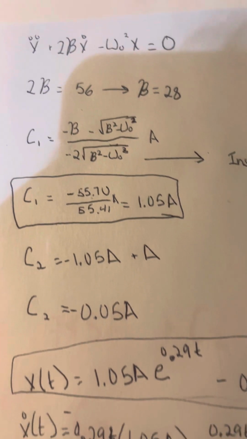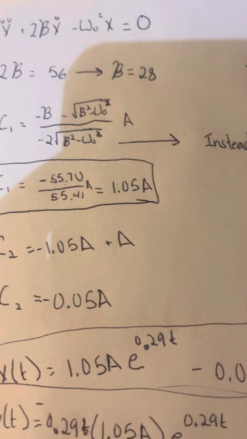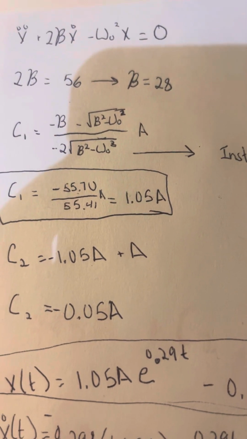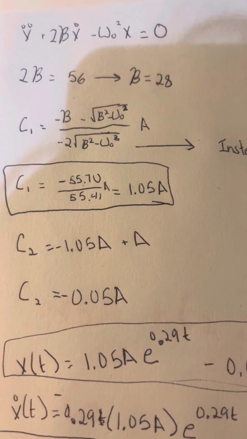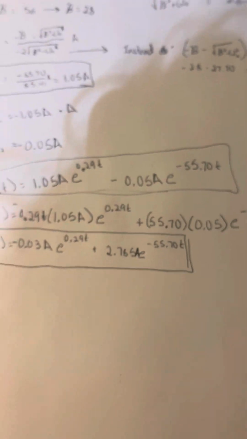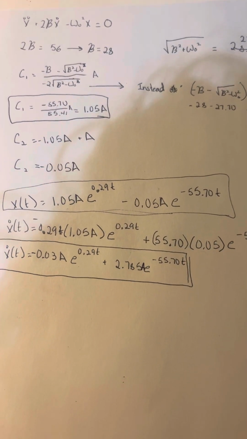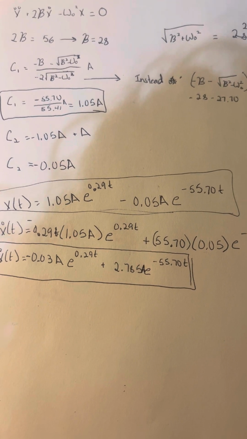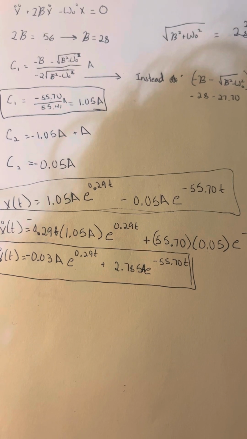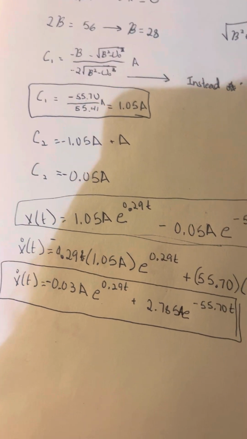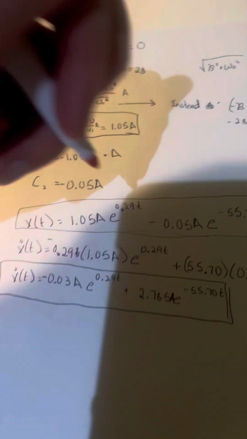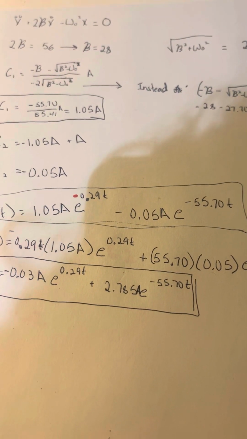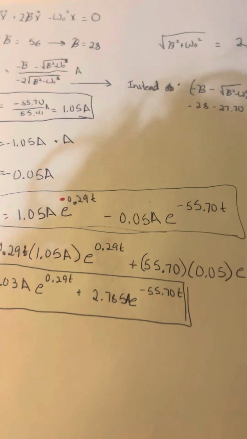Instead of solving for the second one, once I realized I did it a bad way, I substituted 1.05a into the equation, rearranged it, and got c2 is equal to negative 0.05a. Then I substituted that back into the equation. So x of t is equal to 1.05a e to the negative 0.29t, minus 0.05a e to the negative 55.7t.